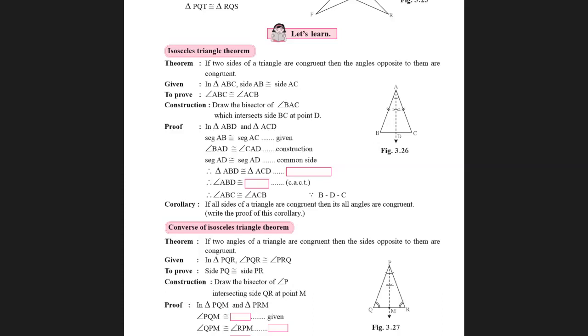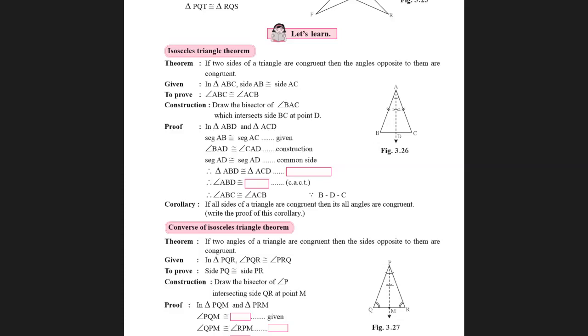So in the box that is given, you can write SAS test. Therefore, angle ABD is congruent to angle ACD, okay, by CACT. Therefore, angle ABC congruent to angle ACB. So that is how we prove it. So the corollary: if all sides of a triangle are congruent, then all its angles are congruent.